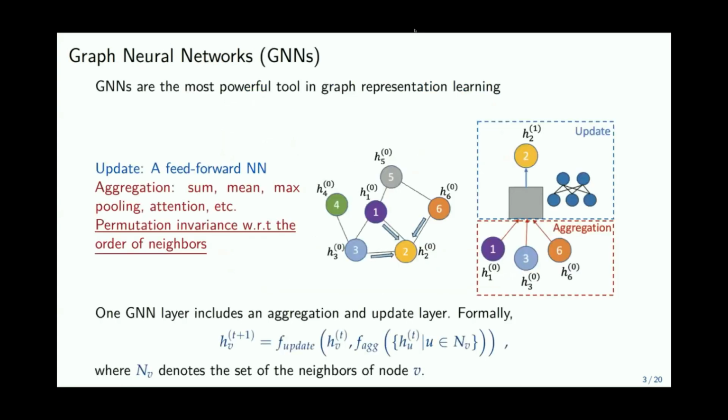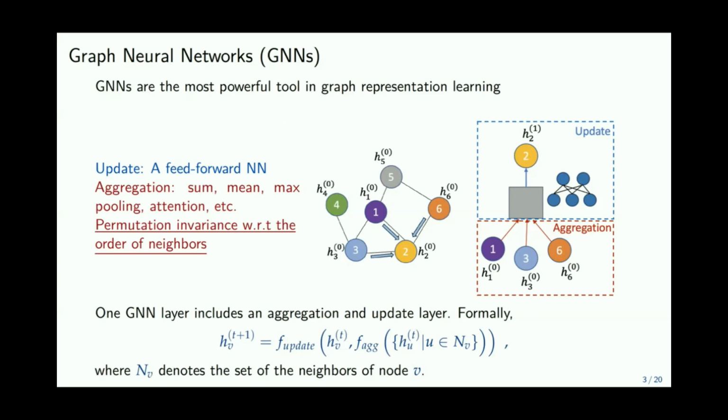Okay, so I'm going to talk more about graph neural networks. Graph neural networks are the most powerful tool in graph representation learning. They involve two layers, one layer for update and the other layer for aggregation. In the update layer, it projects the graph representation to a new feature space.